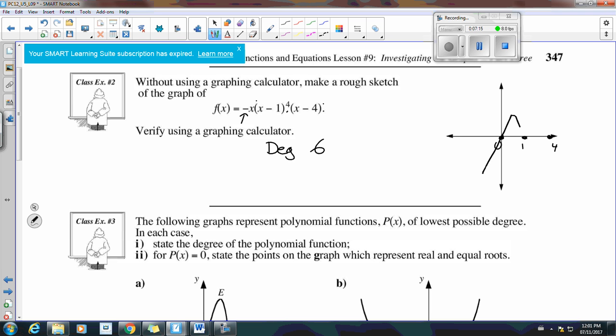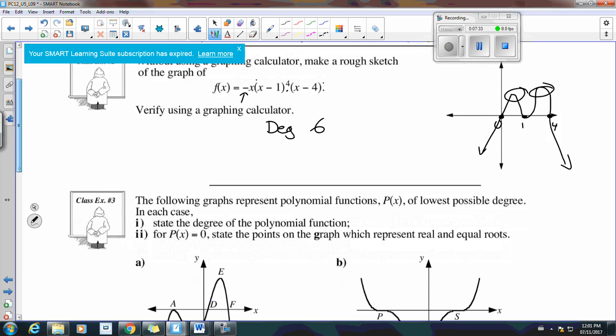We have even degree at 1, so it touches, comes back up, and then passes straight through 4. Now we really don't know how high those peaks go or which one is higher. All we know is what it does at the axis. So to get a more accurate diagram, you would now need to go to your graphing calculator.